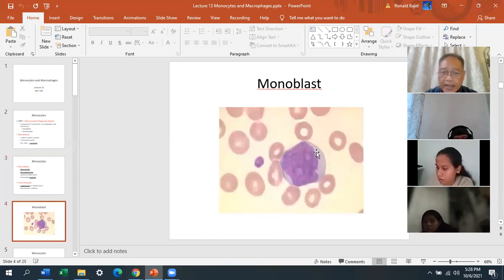Here's the monoblast. If I look at this cytoplasm, I would say it's monocytic in origin. I would not call this lymphocytic. And you'd say to me, you're crazy, I would call this a lymphocyte or lymphoblast. It's a blast because it has nucleoli, but I don't see too much blue here in the cytoplasm.